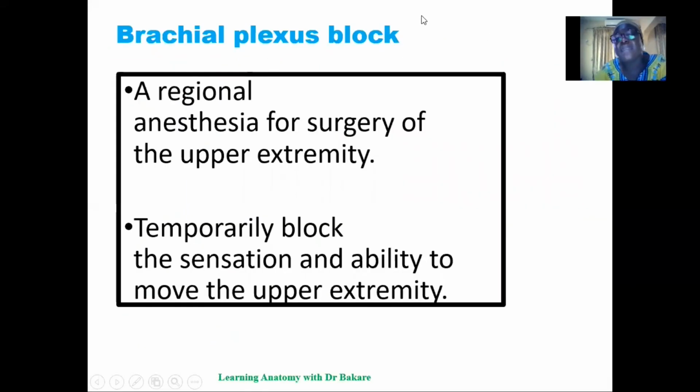Let's look at brachial plexus block. This is a local or regional anesthesia. So when surgery needs to be performed on the upper limb, the brachial plexus can be used as a means of inducing local anesthesia.